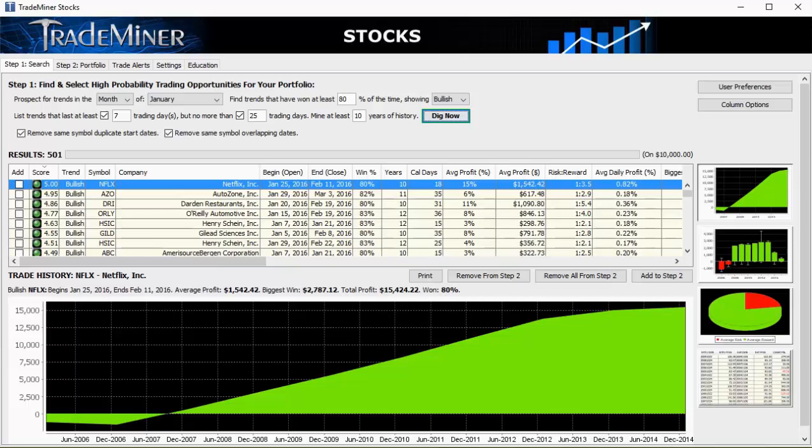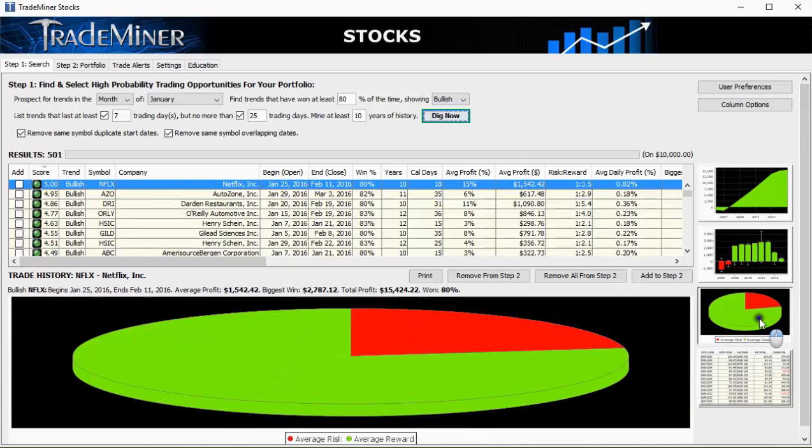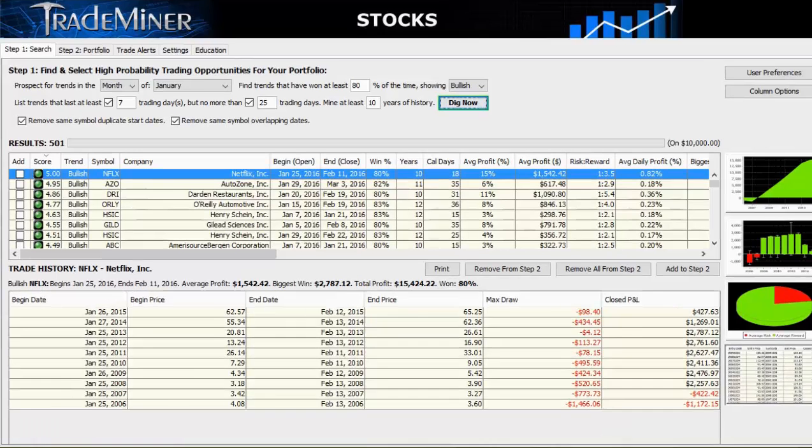This is our risk versus reward chart. In this chart, for our purposes basically, the more green and the less red, the better. The more red you have, the greater your risk versus reward ratio, or how much risk was required to obtain the indicated reward.